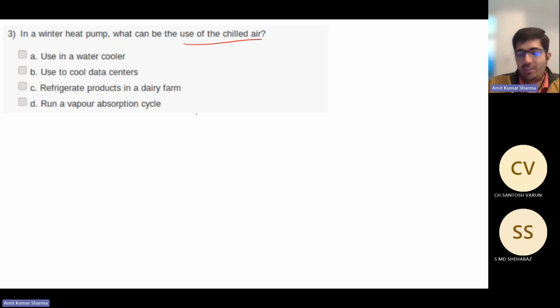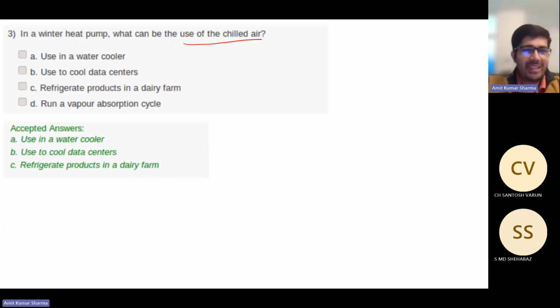Okay. Yeah. So this is just advice: whenever you are solving a question, just go with the concept. Sure. So the correct answers are A, B, and C. The water cooler is also correct because maybe someone likes cold water in winter also.